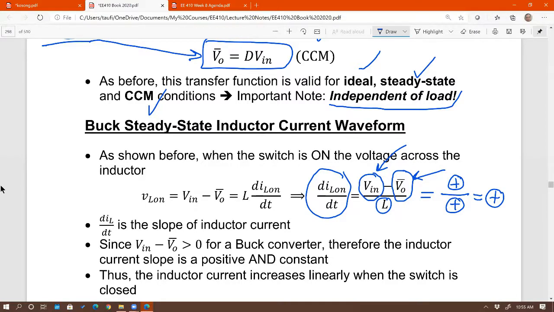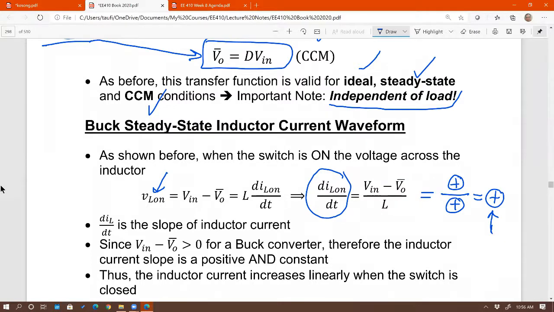This will be useful in understanding why the shape of the inductor current is a triangular waveform, because we're looking at the slope. The slope of the inductor current when the switch is on turns out to be positive. Meaning what? It's increasing. Positive slope means it is increasing. But what kind of behavior when it increases? Is it linear? Is it exponential? Is it following a sine wave? What is it? Well, take a look again.